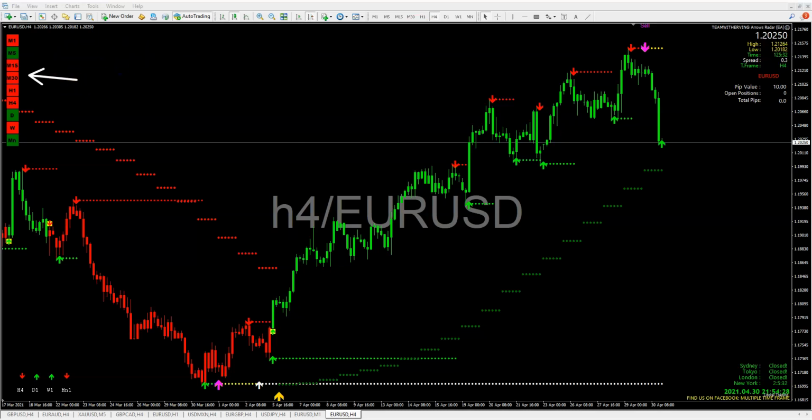Let me delete this stuff so I can make it nice and sweet, and so we all can understand each other. I'm telling you guys, I'm very excited how this indicator performed.